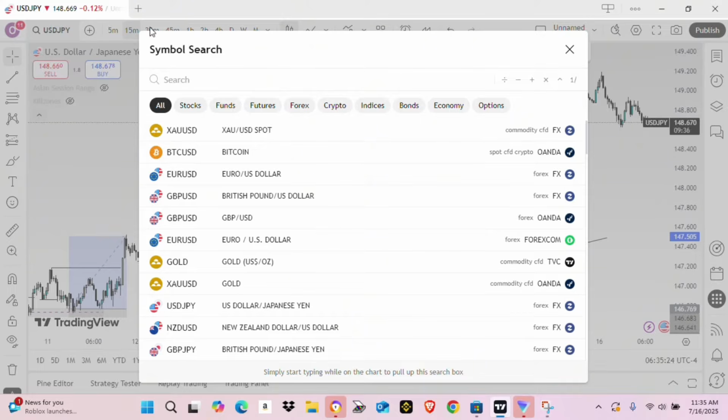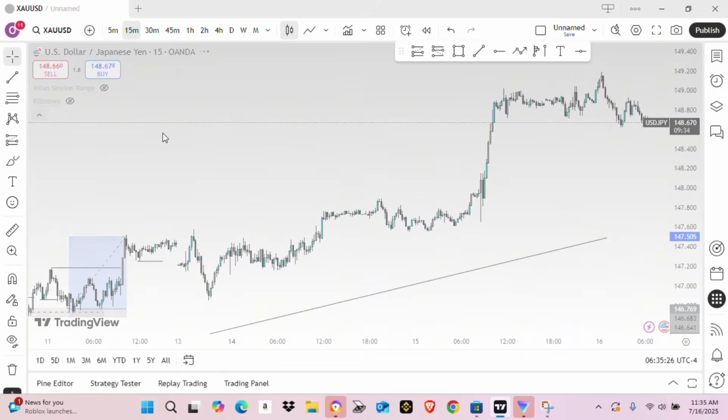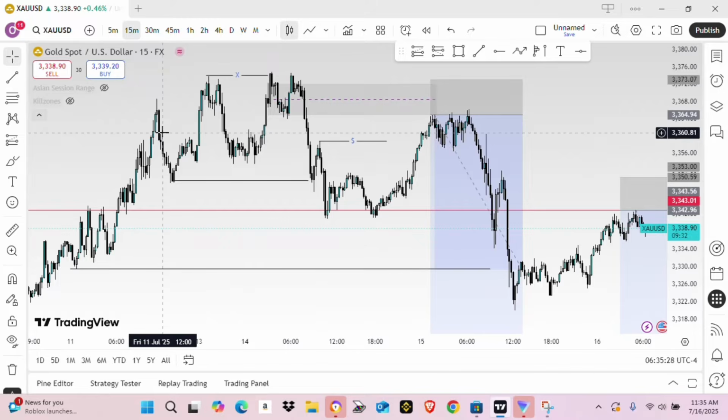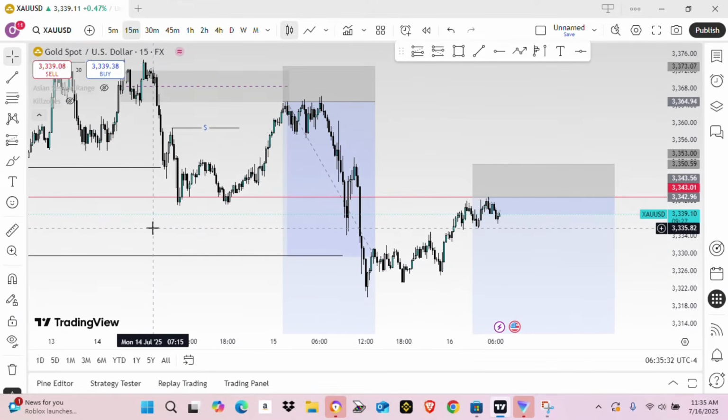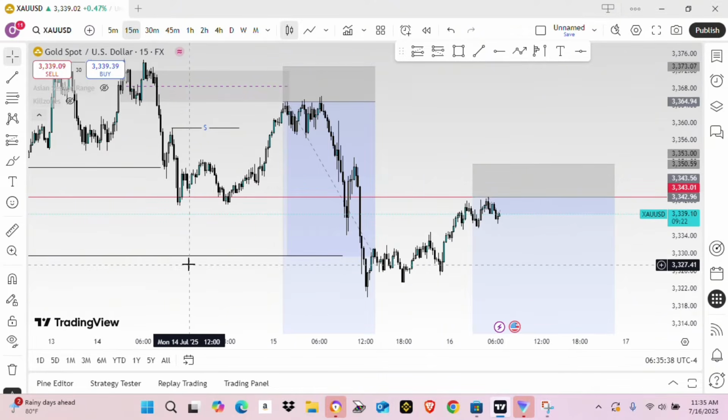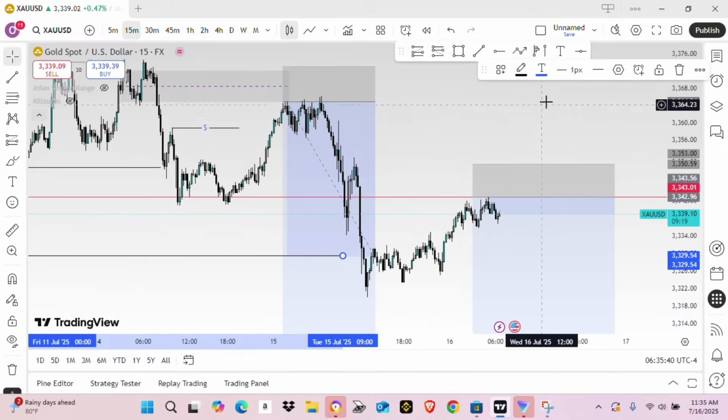Okay, so coming to gold right here, you can see I'm also holding a trade right now because I'm still on this trade. So this is yesterday, and I'm going to be explaining what happened here and what's going on here right now.